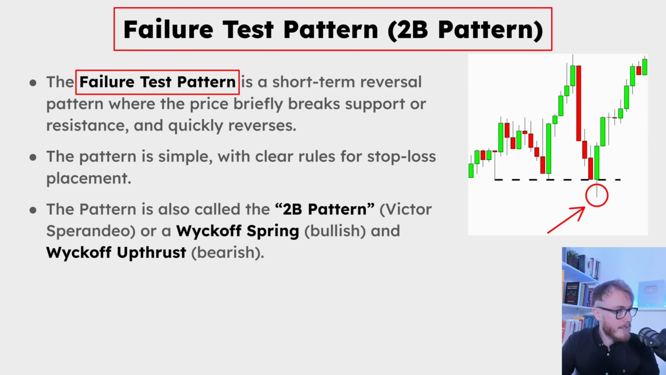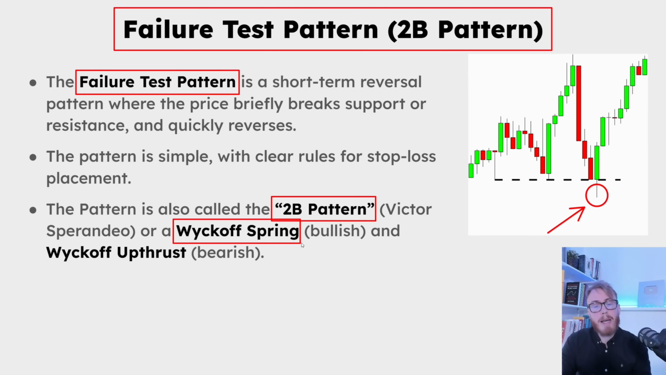And as I said, this pattern actually has many different names, and it has been around for a long time. It can be called the 2B pattern, and if I'm not wrong, this name was popularized by a trader called Victor Sperandeo. But we can also call this pattern a Wyckoff spring in the case when the pattern is bullish, and a Wyckoff upthrust when the pattern is bearish. So all of these different patterns, the upthrust, spring, 2B pattern, failure test pattern, have slight variations, but to be honest, they are all pretty much the same pattern.